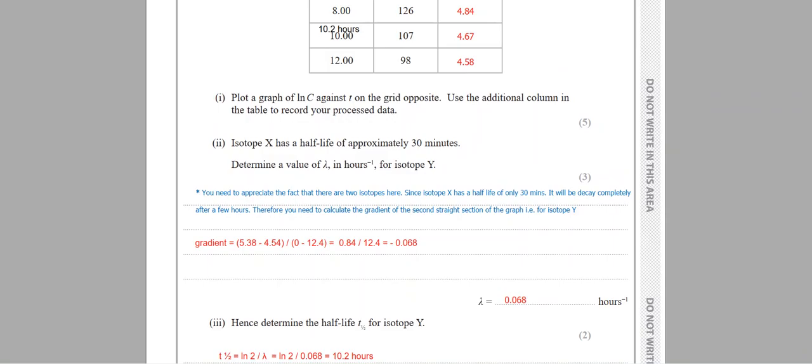Since isotope X has a half-life of only 30 minutes, it will decay completely after a few hours. Therefore, you need to calculate the gradient of the second straight section of the graph for isotope Y. Isotope X decays very quickly, so there are two straight line segments in the graph. We have to take readings for the second one because the first one decays very quickly.